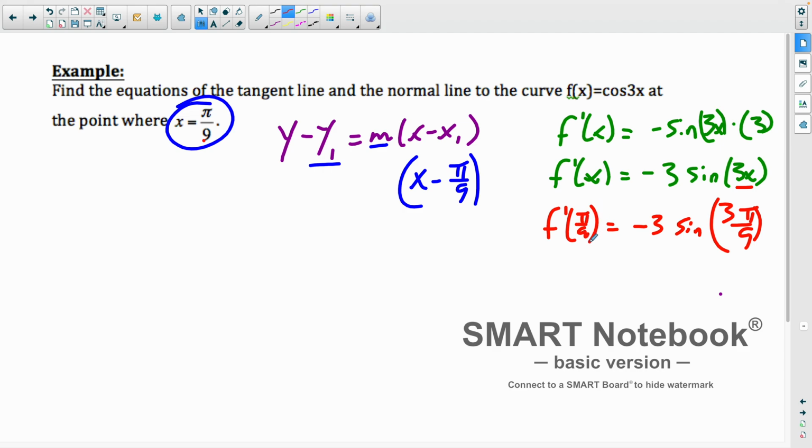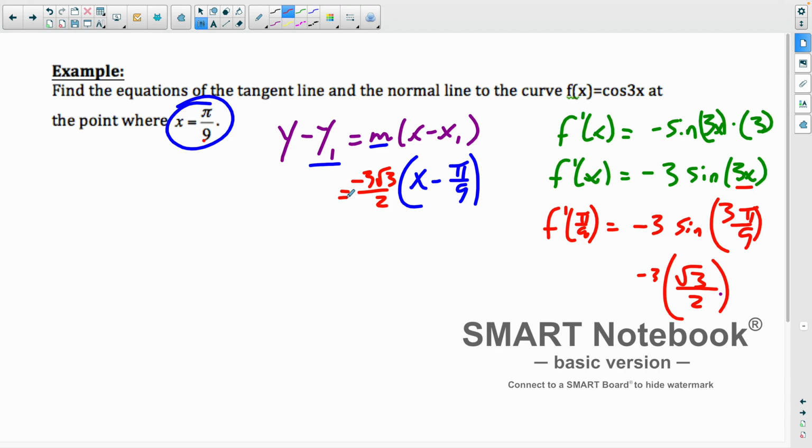So pi over 3, if I count my fingers, pi over 3 is a 60. Sine would be square root of 3 over 2. And then I'm multiplying by the negative 3 out front. So the sine of pi over 3 is square root of 3 over 2, times negative 3. So my slope in this case is negative 3 square root of 3 over 2. Not super pretty, but I can find that. I can go from there.